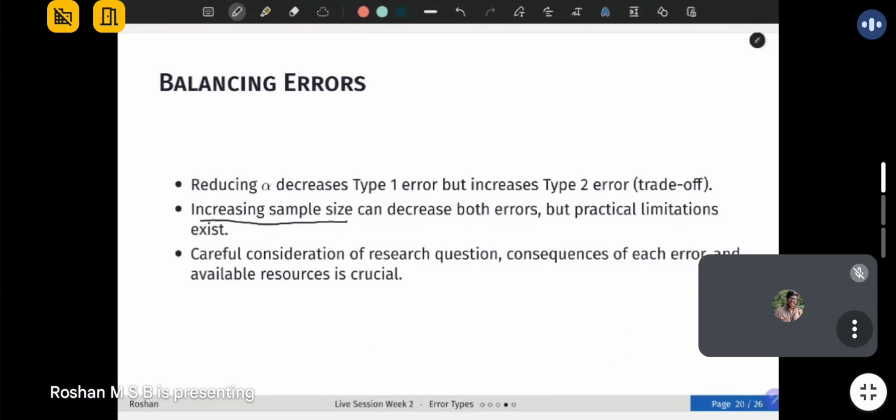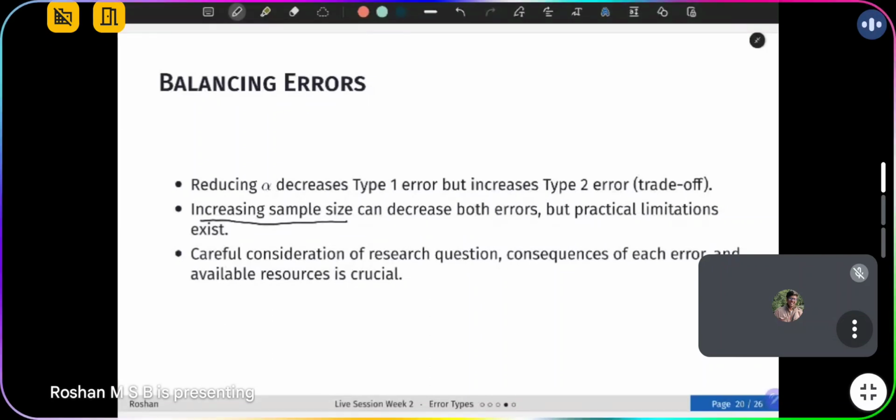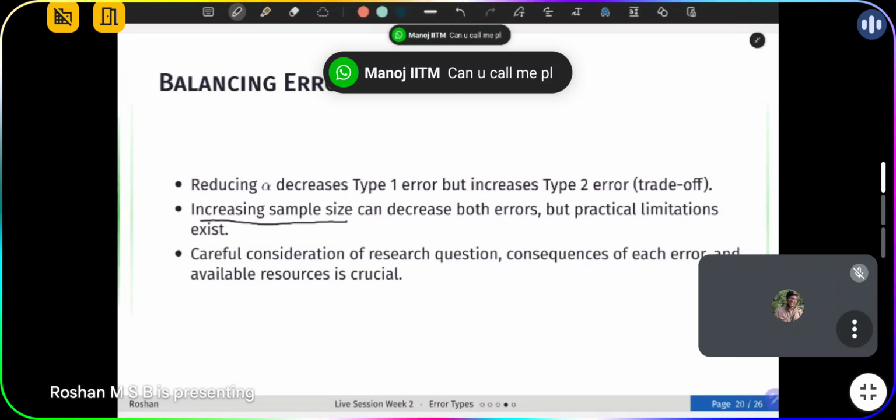So we have to frame the research question properly, and analyze the trade-off between type 1 error and type 2 error. You have to decide whether you are okay with false positives or you're okay with false negatives. You have to decide that trade-off.